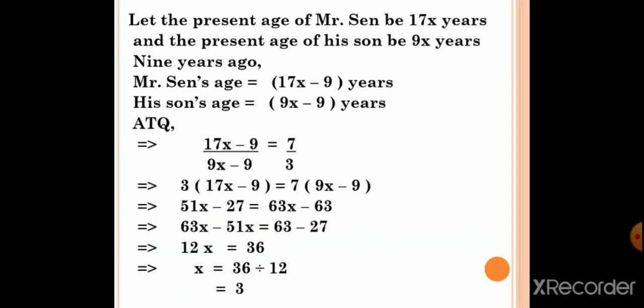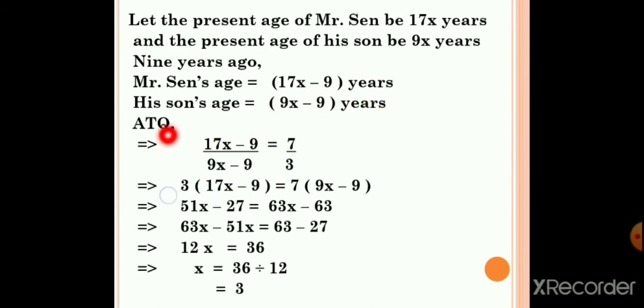Okay, so let's start with, let the present age of Mr. Sen be 17x. And the unit will definitely be years since we are talking about age. So 17x years, and the present age of his son be 9x years. 9 years ago, what will be Mr. Sen's age? 9 years ago means the age will decrease by 9. So 9 years ago, Mr. Sen's age will be 17x minus 9 years, and his son's age will be 9x minus 9 years.